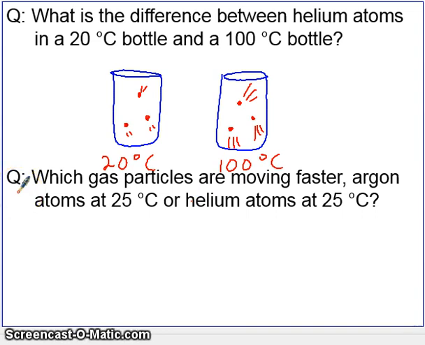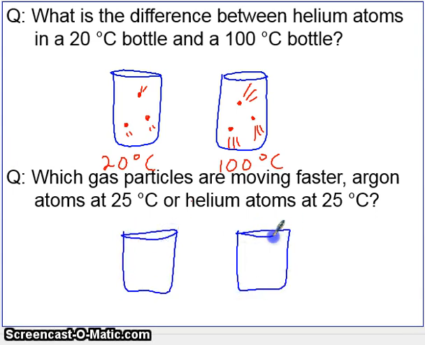Which gas particles are moving faster, argon atoms at 25 degrees Celsius or helium atoms at 25 degrees Celsius? So here we have two bottles, same color. In the left bottle, we have argon atoms at 25 Celsius. Here we have helium atoms at 25 degrees Celsius. Now, the argon atoms are heavier, and because they're heavier, they travel slower. Both of them have the same kinetic energy.